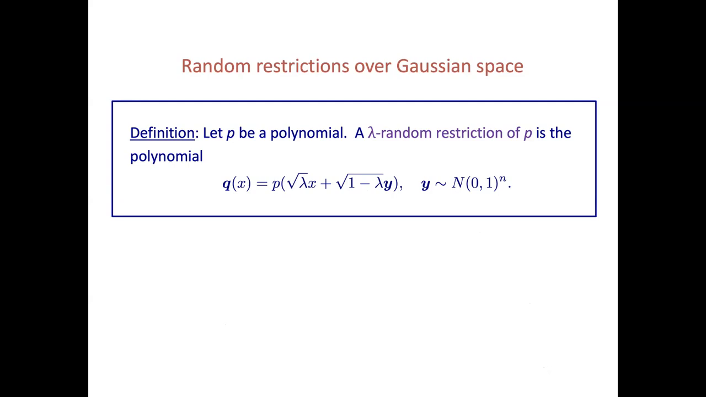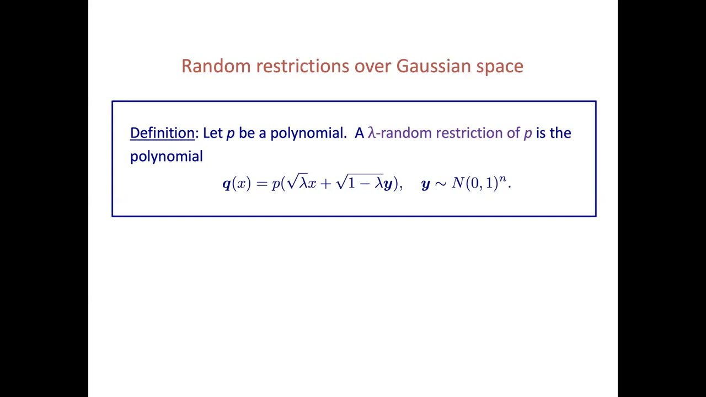Let P be a polynomial. A lambda random restriction of P is the polynomial Q. It's a random polynomial. Q of x is P of root lambda x plus root of 1 minus lambda y, where y is drawn from a Gaussian. So we think of P as living over Gaussian space. It is sort of expecting a standard Gaussian, and here we have fed it most of a Gaussian with variance 1 minus lambda. So that is what it means to take a random restriction of a polynomial P over Gaussian space.